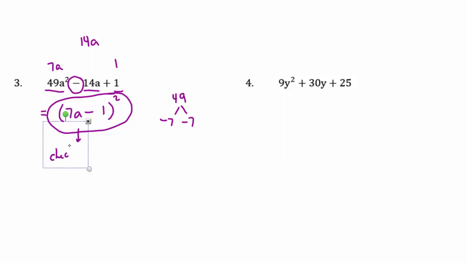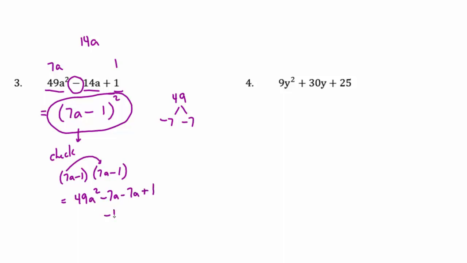A little check. What is 7a minus 1 times 7a minus 1? Because that's what squared means, right? Multiply it with itself. 7a times 7a is 49a squared, minus 7a minus another 7a, then plus 1. These will become negative 14a. And that's exactly what we started with, so we know this is our correct answer.